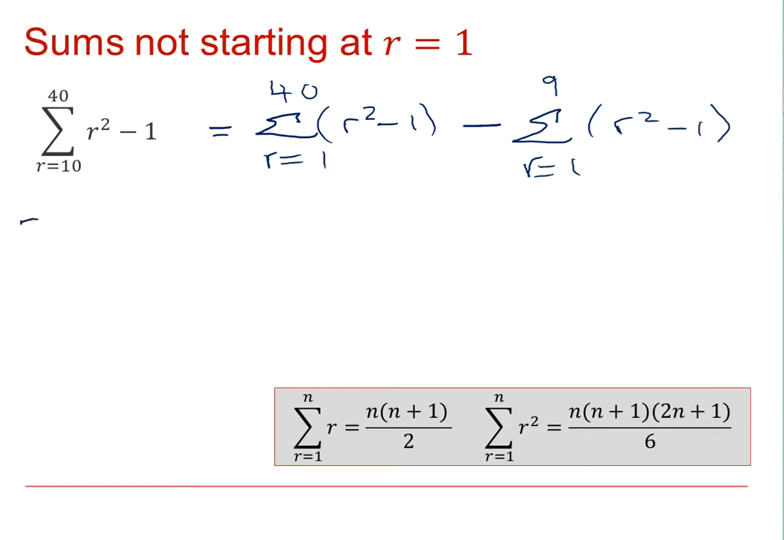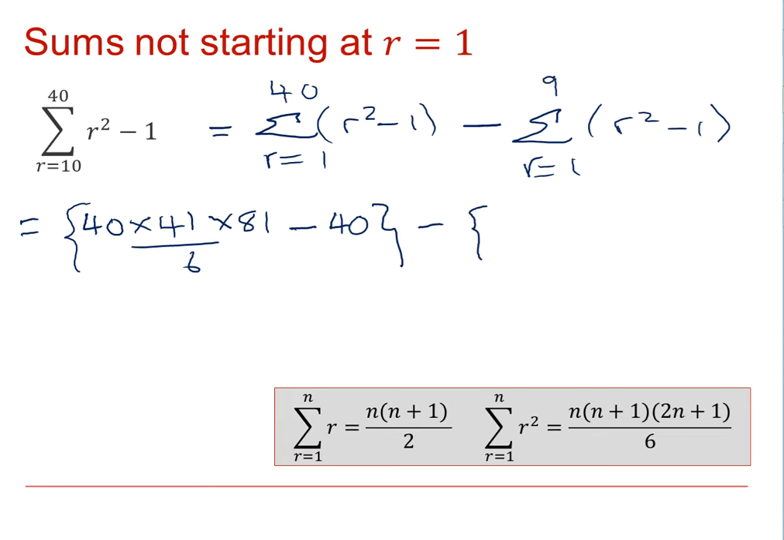So in this example then, we would find that we had 40 times 41 times 81 over 6 minus 40 for that first bit from 1 to 40, and then we're going to subtract, noticing that n is 9 now, 9 times 10 times 19 over 6 minus 9, and we can use our calculators to get the result for that.